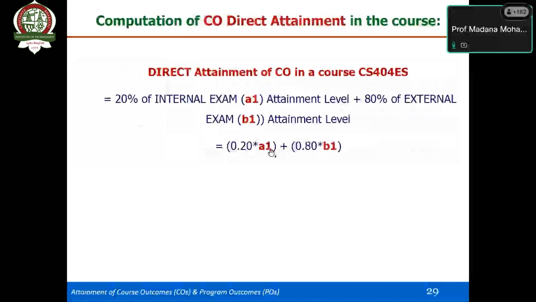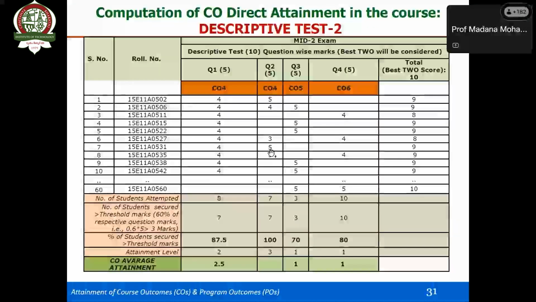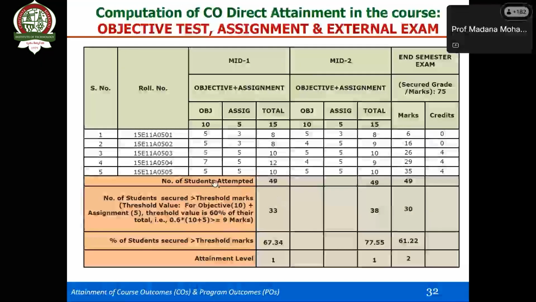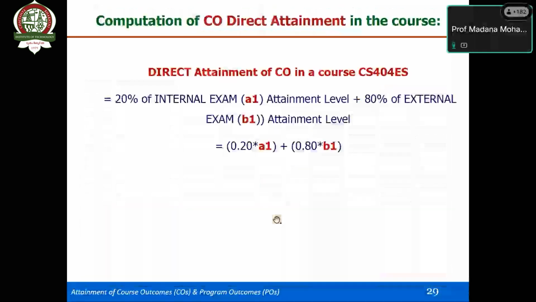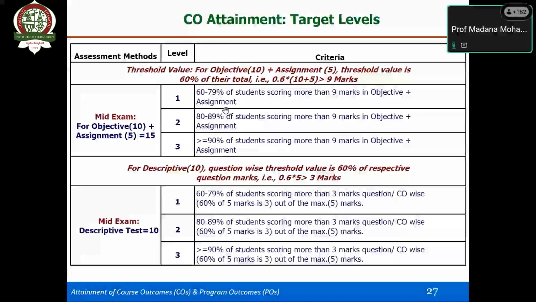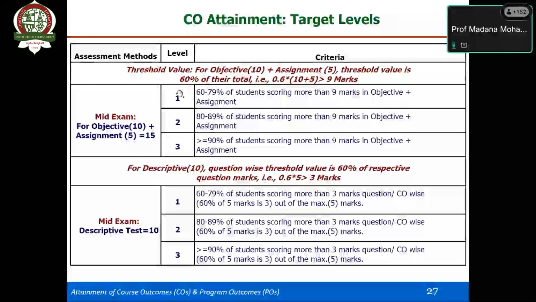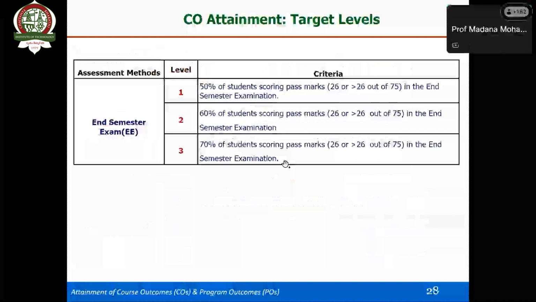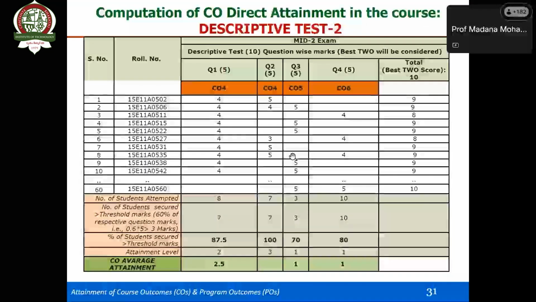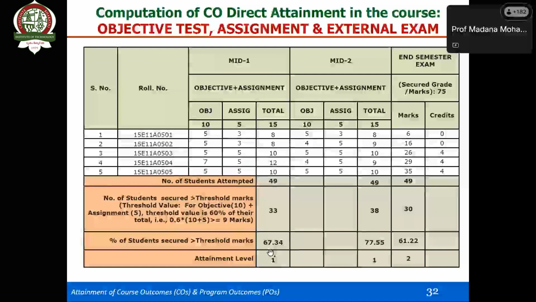Let us check. Here you can see the mid 1, 49 students attempted. How many students secured greater than the threshold value? So here 33. 33 by 49, you are getting 67.34. 67.34, what is the range? What is the level you will get? Here you can see 60 to 79. So the level is 1.